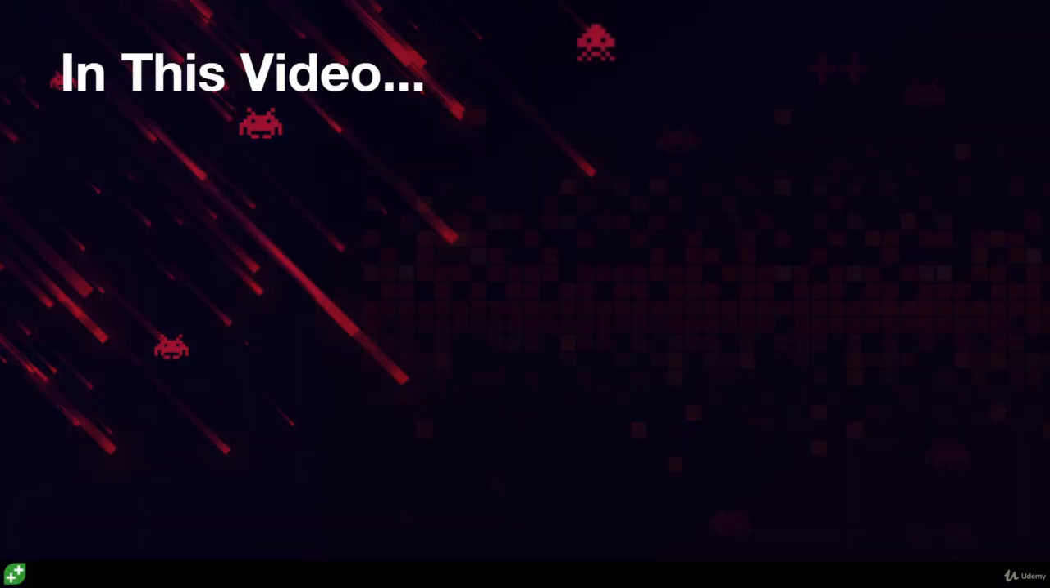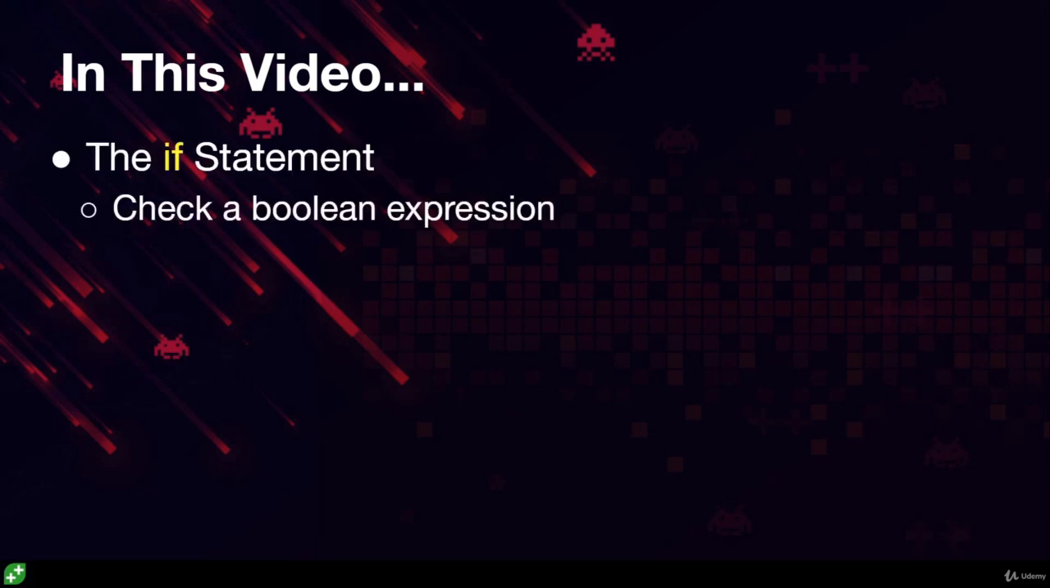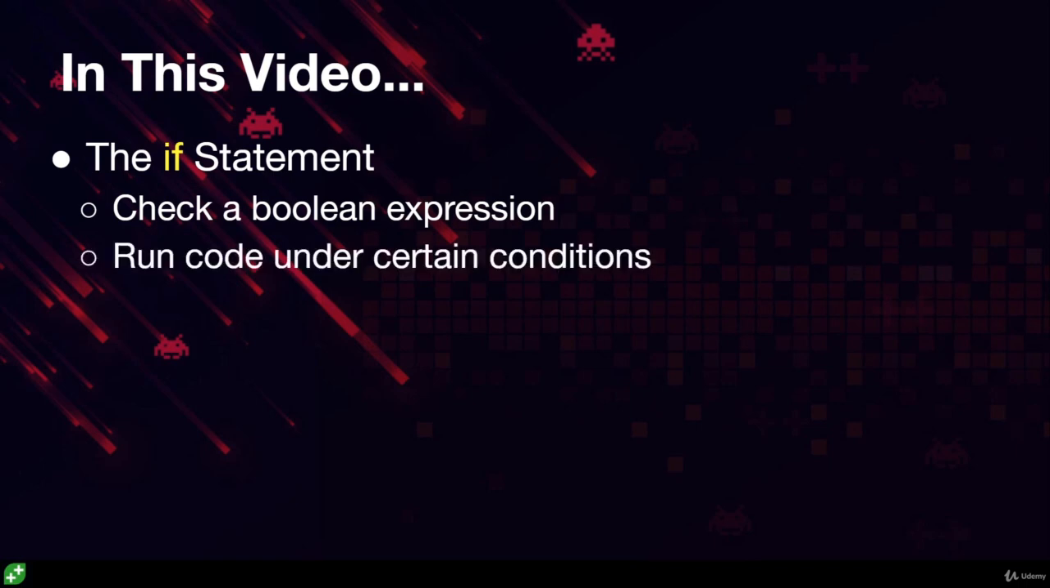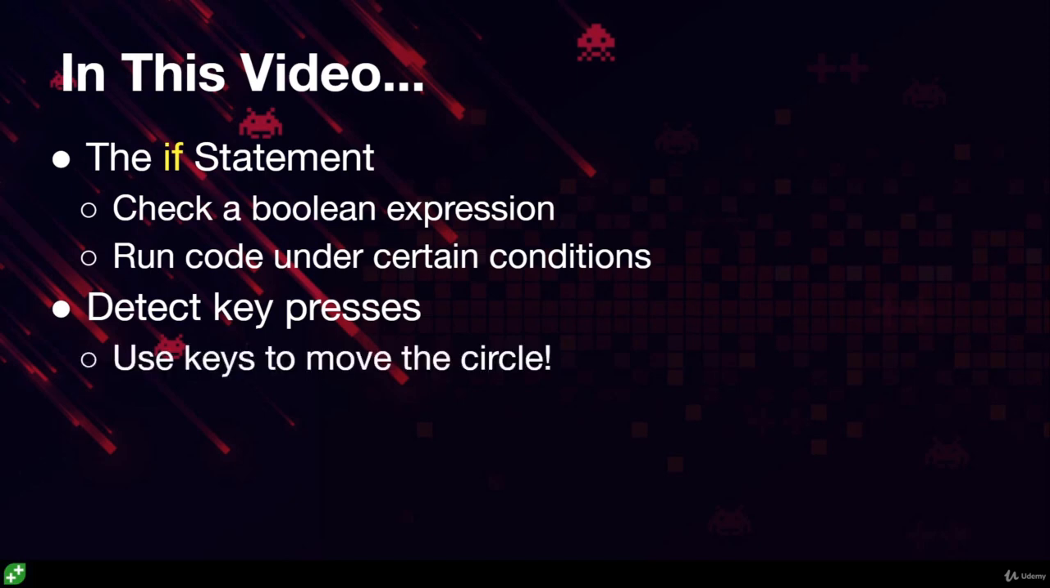Hello and welcome back. In this video, we're going to learn about the if statement and how the if statement can be used to check a Boolean expression for its truth value. The if statement is typically used to run code under certain conditions. We're going to use this if statement to detect whether we've pressed a key. We can then use key presses to move the circle.